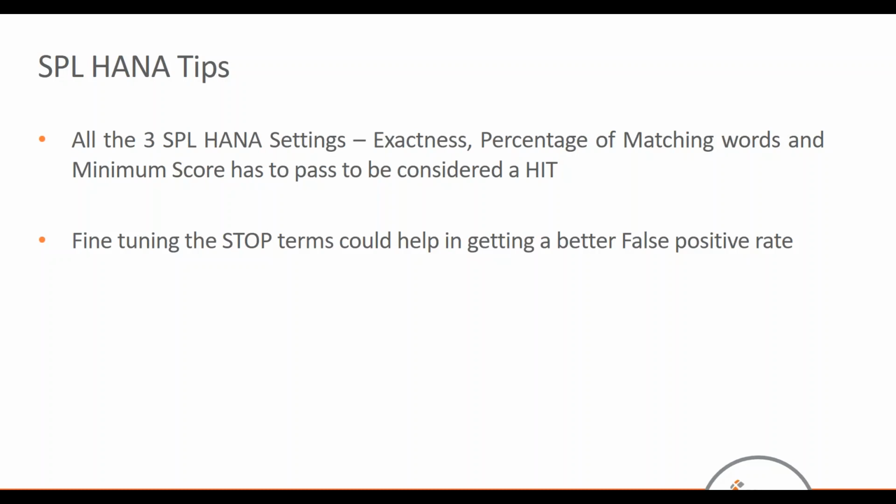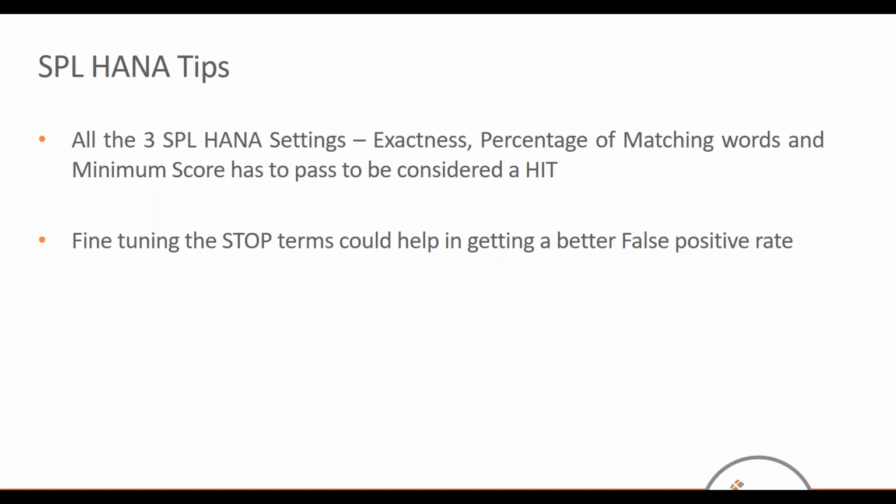So from an SPL HANA perspective, for a name or an address attribute to be considered a hit, all three parameters need to pass the threshold. If one of them fails, then the system will not return that name or address attribute as a hit. So that is how the SPL HANA works.